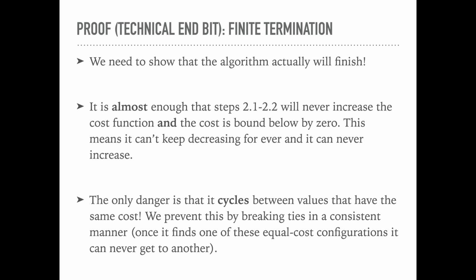It's silly and inefficient, and the way that you prevent this is by making sure that when there are 2 possible values of the label, you break the tie consistently. You choose the same one every time. Okay? And this means that it will go down, and it cannot keep cycling between equal cost configurations, and it will eventually converge to a local minimum. And that ends our proof. Our first proof for STA 314.